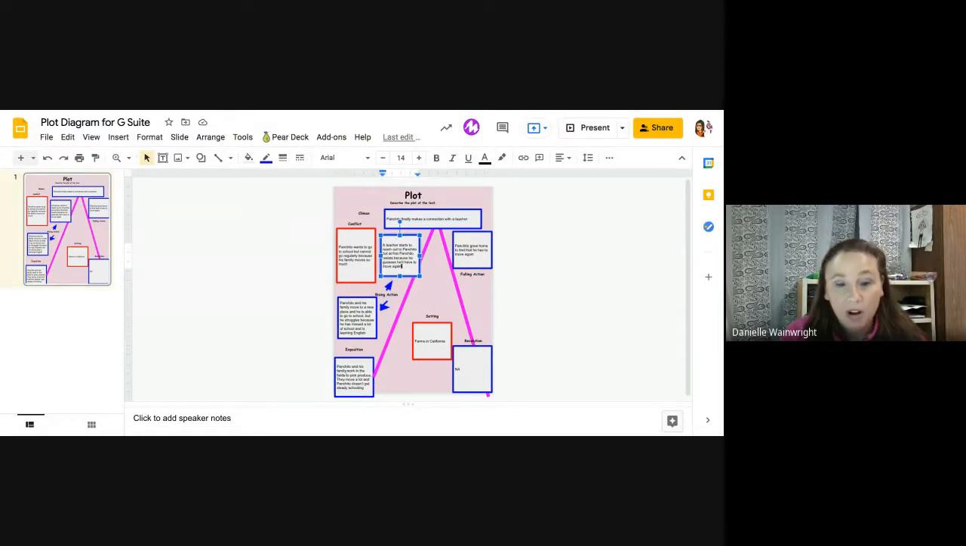Okay, so remember that this part down here at the beginning is the exposition. This is the beginning of the story. It's where you learn a little bit about your characters, and in a short story, it's often not that long. Okay? It could be sentences. Also, the setting is here in the red box.